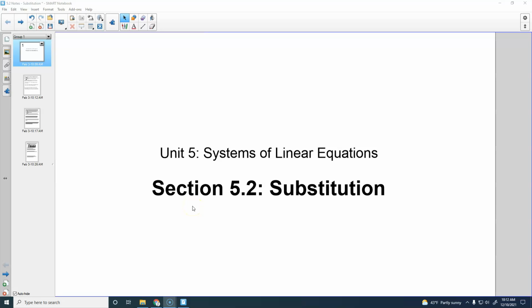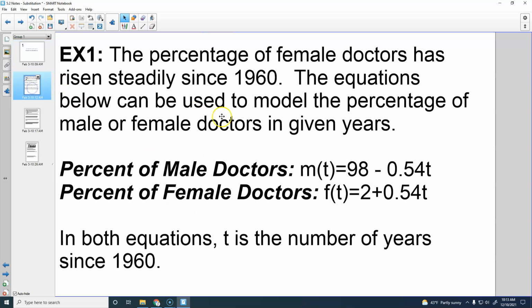So another method we are going to use today is called substitution. And I'm going to introduce this using some word problems, mostly because these are very helpful in solving word problems. So we're going to look at this beginning with word problems here.